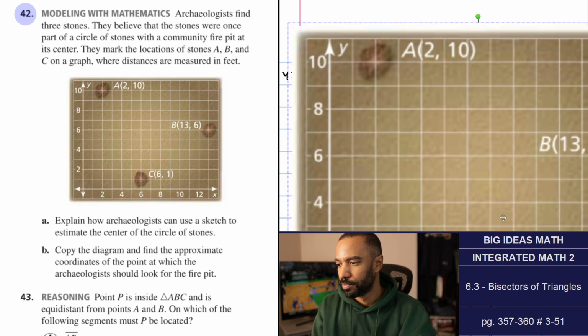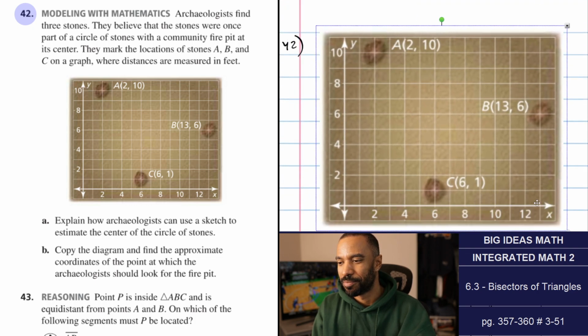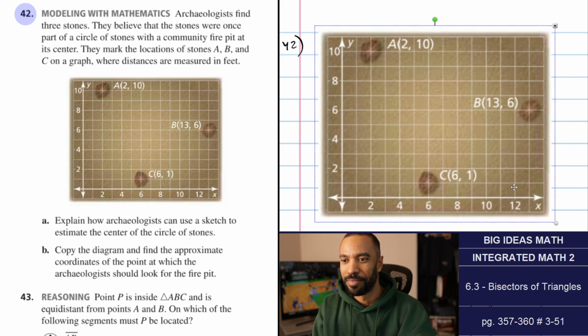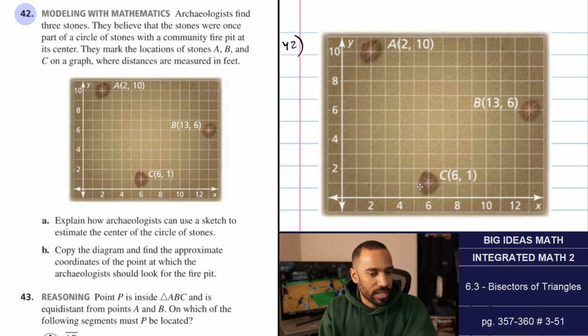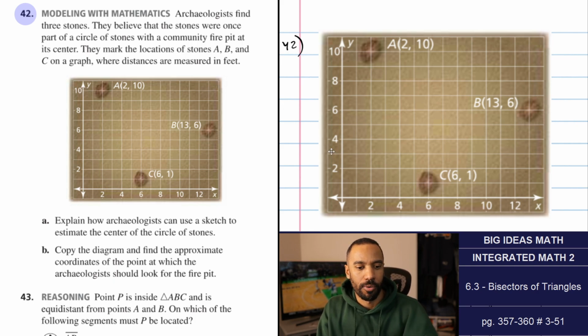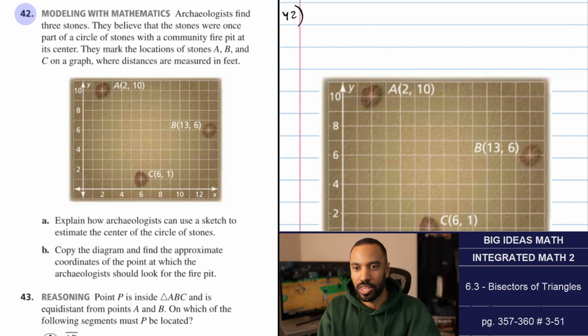The problem's kind of cool, because they have, like, legend says. I kind of like that. For A and B, copy the diagram I just did and find the approximate coordinates of the point at which the archaeologist should look for the fire pit. Okay, so it looks like B is my second thing I'm going to do. Basically, what are we saying?